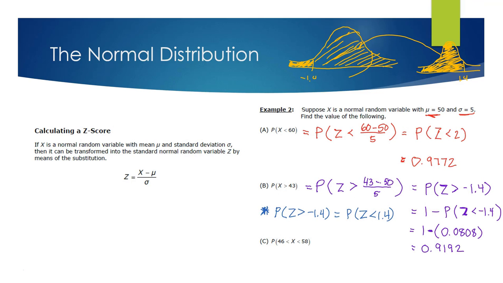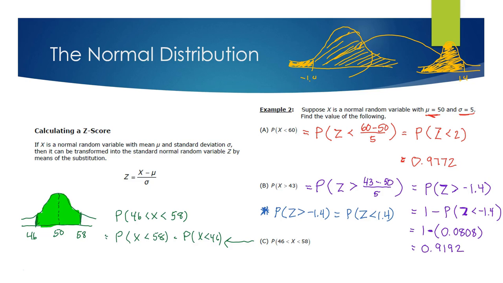Well, since I'm running out of room over here, let's move to the left for this one. So I'm looking for a circumstance where one score is below the mean, and the other one's above the mean. If it was a different location, I would handle it differently, but this is really no different than I would handle it before. I'm going to do the probability of x being less than 58 minus the probability of being less than 46. The less than 46 is this part right here. So if I lop that part off, that's going to give me the probability between these two values.